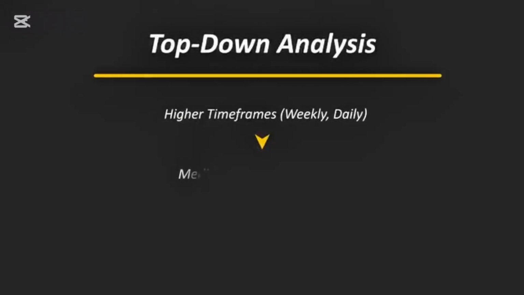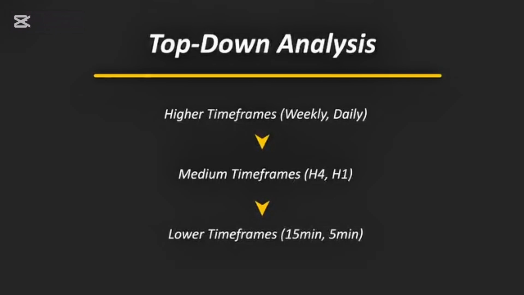So let's continue with the smart risk top-down analysis technique. This trading technique starts from the higher time frames, including the weekly and daily charts. The main chart analysis is done on the 4-hour and 1-hour charts. For extra confirmation, you can zoom into the 15-minute and 5-minute charts, but this part is optional.